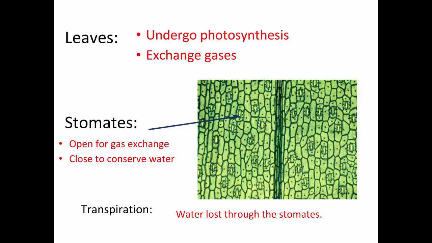And they help to regulate this process we call transpiration, the movement of water into the roots of a plant, up to the leaves, and out through those openings, those stomates.